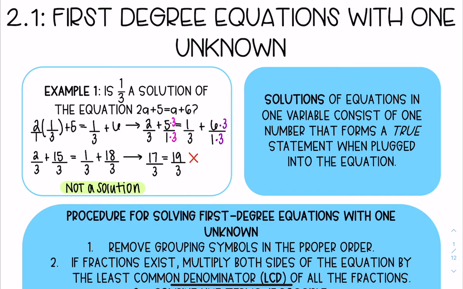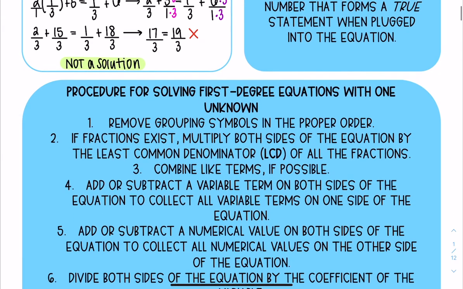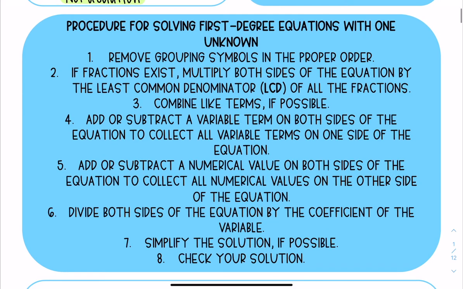And so the procedure for solving first-degree equations with one unknown: first we want to remove grouping symbols in the proper order. If fractions exist, we're going to multiply both sides of the equation by the least common denominator of all the fractions. We're going to combine like terms if possible. We'll add or subtract a variable term on both sides of the equation to collect all variable terms on one side of the equation. And then we'll add or subtract a numerical value on both sides of the equation to collect all numerical values on the other side. We'll divide both sides of the equation by the coefficient of the variable. We'll simplify and then check your solution.